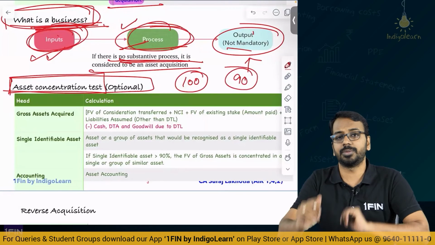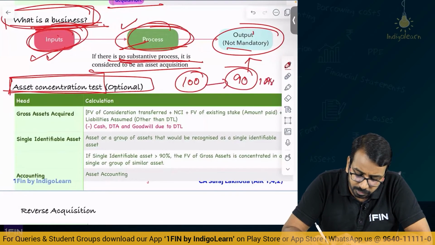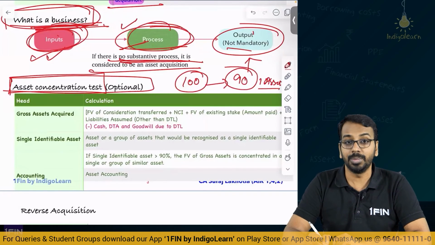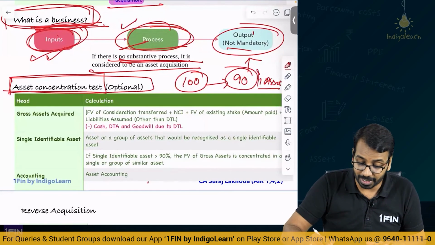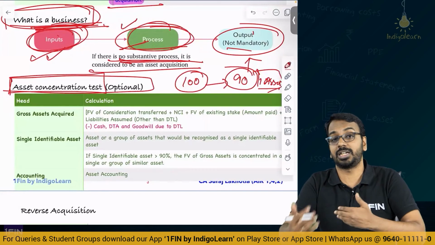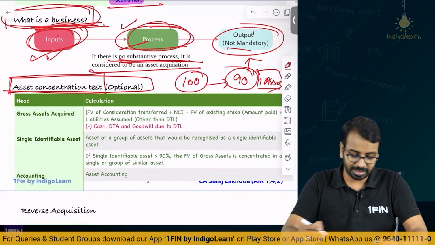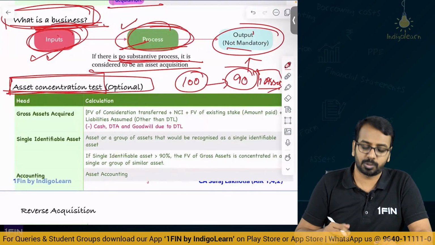I paid 100 to acquire the business. Now, tell me one thing: if the maximum amount I have paid goes to acquire one asset, it means I have not acquired a business, but I have acquired an asset, right. It is an optional test. Even if this test fails, you can do further evaluation, but what the standard says is, you do an asset concentration test. Now, how does this asset concentration test work?